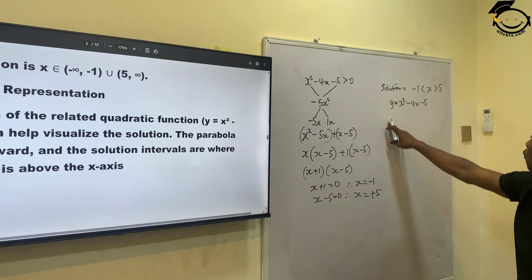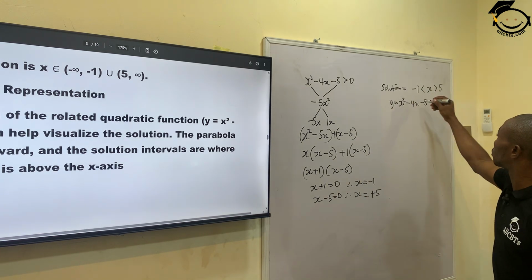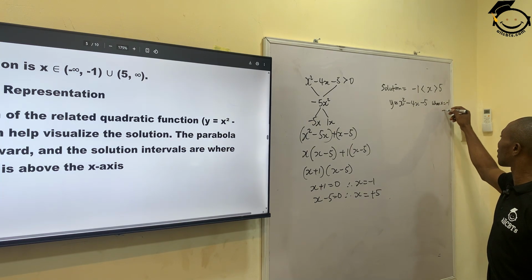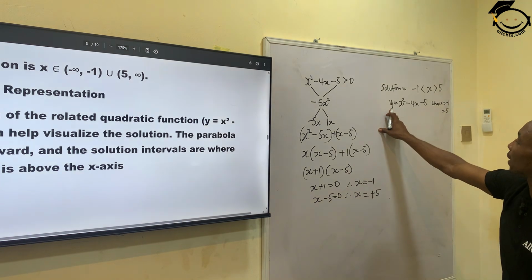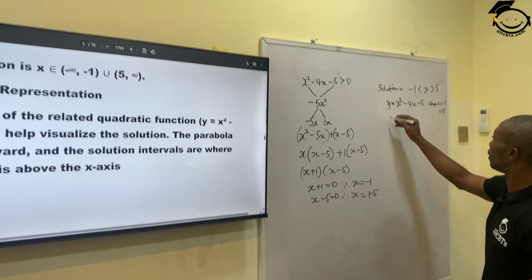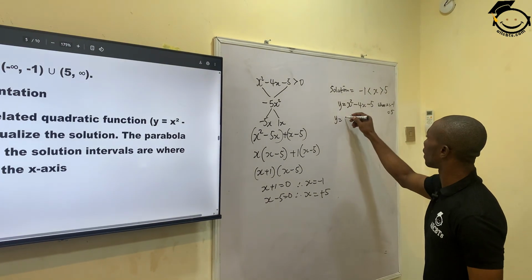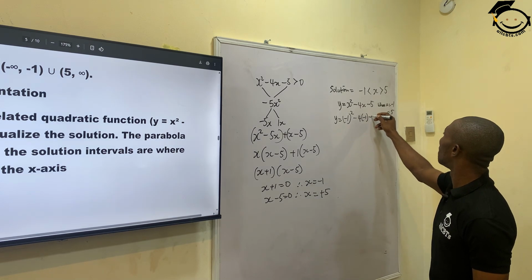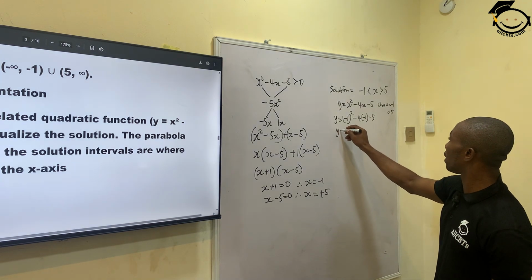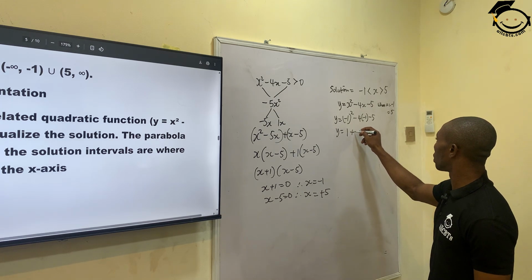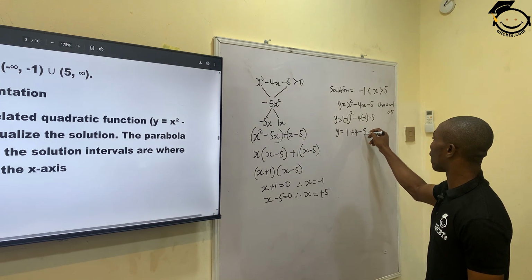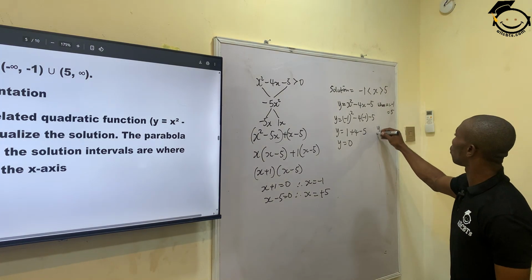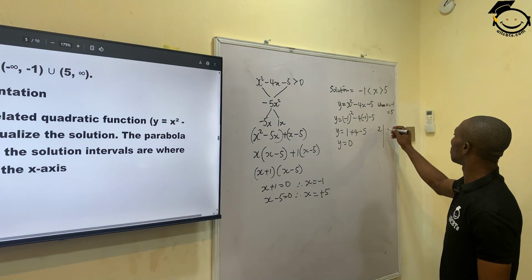Now, for us to find the value of y in order to plot this, we'll substitute when x equals minus 1 and when x equals 5. So for us to find the value of y, y equals minus 1 squared minus 4 bracket minus 1 minus 5. This will give us y equals 1 plus 4 minus 5. So y equals 0 when x is minus 1.